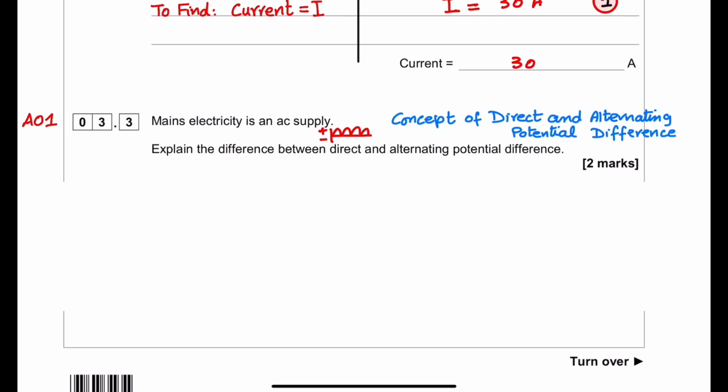Whereas in alternating potential difference, this is positive, this is negative, it changes from positive to negative. So this is the main difference: in direct potential difference, the direction does not change, it always remains positive. Whereas the alternating potential difference always changes between positive and negative.